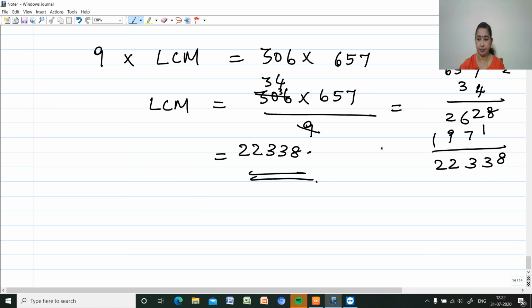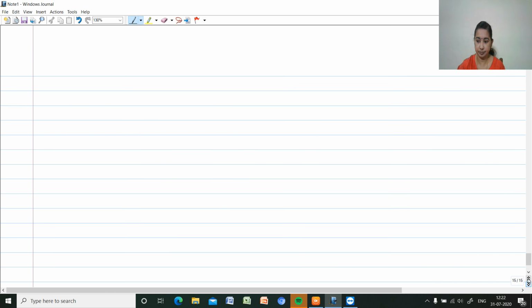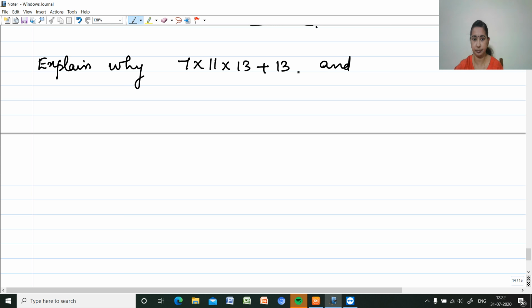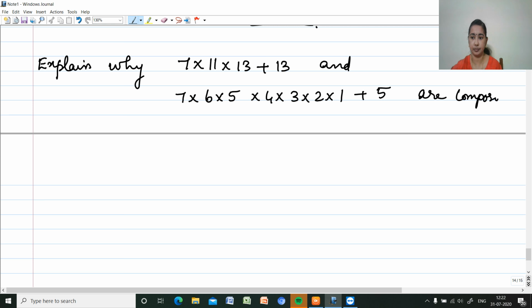Similarly, one more question is there. The question is, explain why 7 into 11 into 13 plus 13 and 7 into 6 into 5 into 4 into 3 into 2 into 1 plus 5 are composite numbers. How can we say that these two are composite numbers?